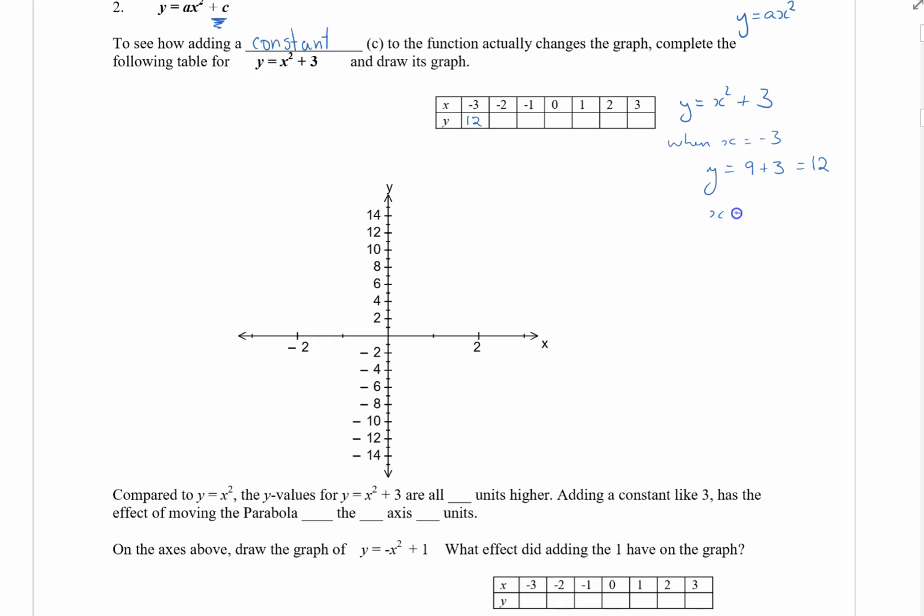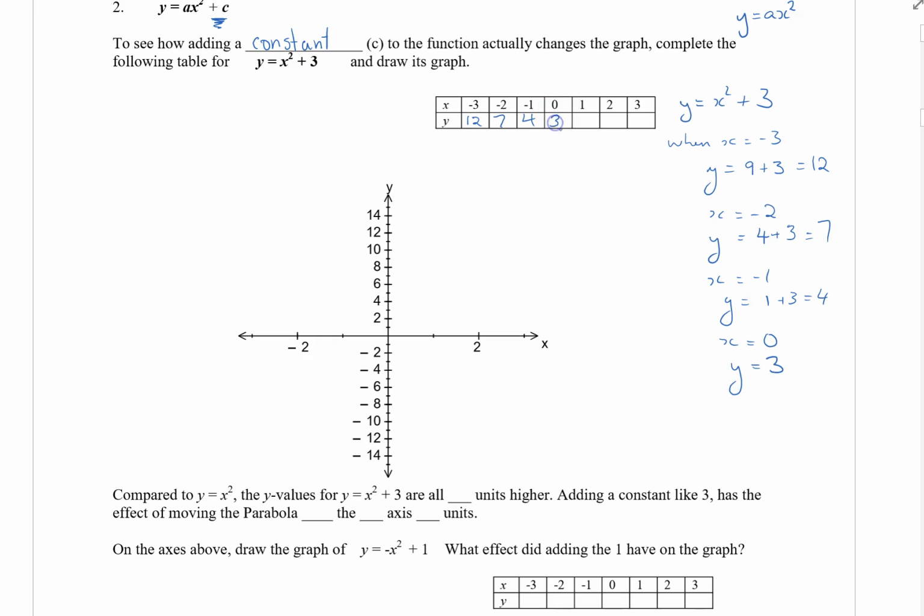When x was -2, our x squared bit was 4. And go back and check in the table if you're unsure. And 4 plus 3 is 7. And when x was -1, we had a +1. So y will be x squared, which is +1, plus 3, which is 4. And when x is 0, we're not at y is 0 this time, because we've got to add on 3. We're up at y is 3.